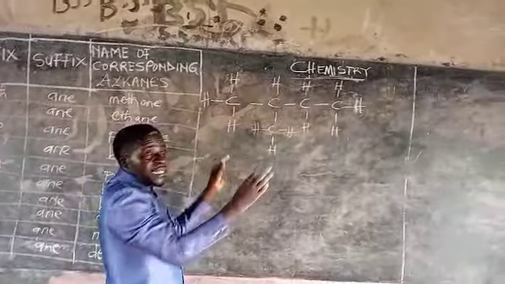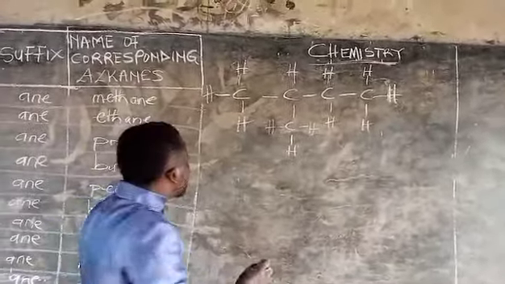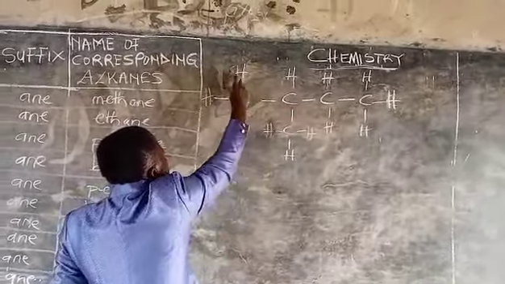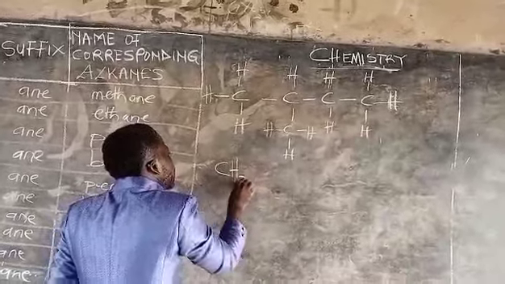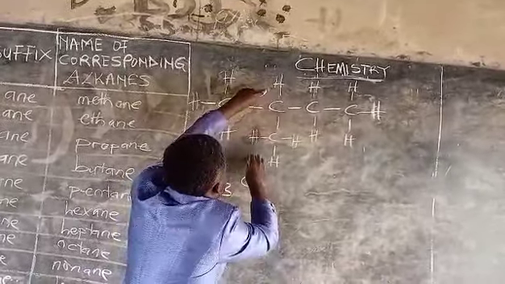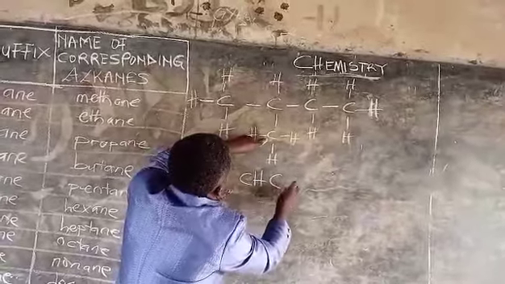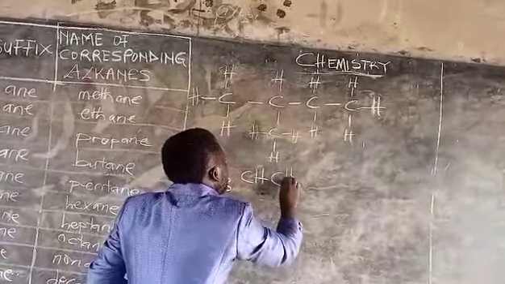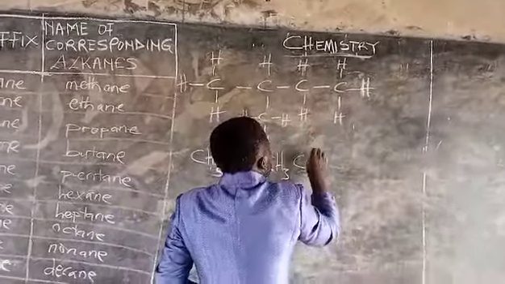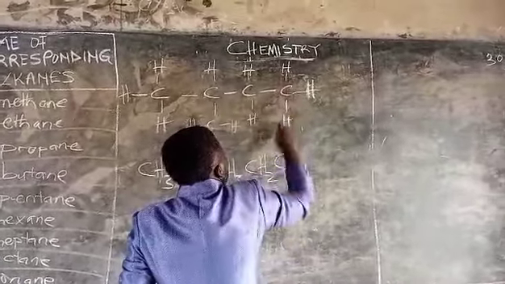We call this the expanded form. You can do it in the condensed form. This is how it is done. You write a C here, count the number of hydrogen atoms, 1, 2, 3. So CH3. Then you have C here, H is here. Then you have another C, 1, 2, 3. Then you have C here, H2. Another C here, 1, 2, 3, H3.